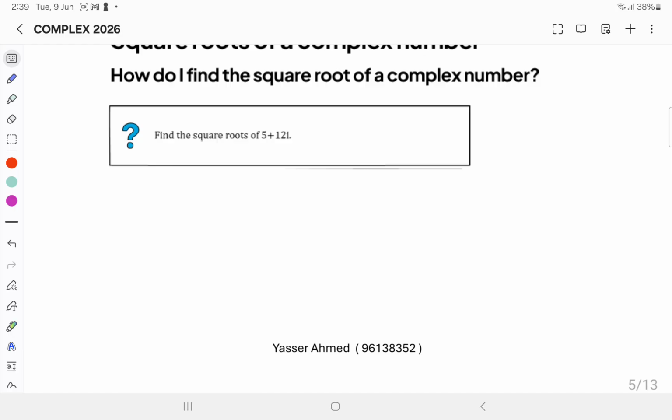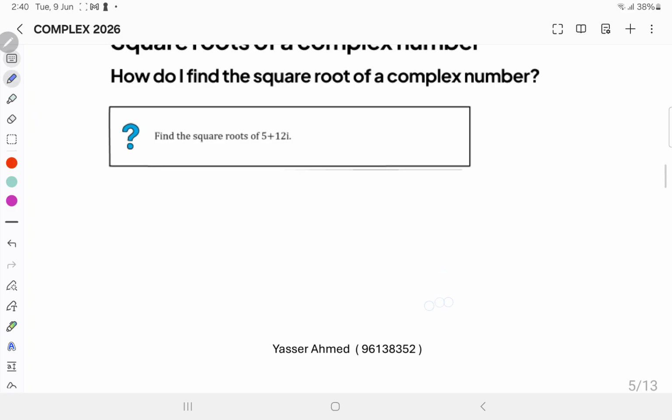We have only one way to find the square root of a complex number, but maybe you get the question in different types. Maybe it asks you directly, find the square roots of 5 plus 12i, or just find the square root of 5 plus 12i. So how do we solve this question?